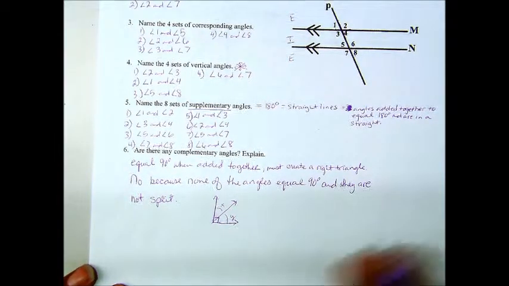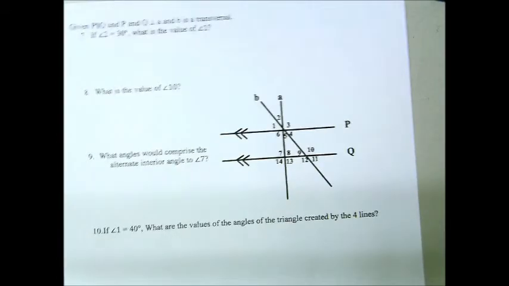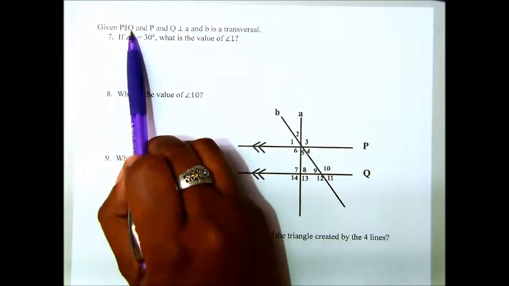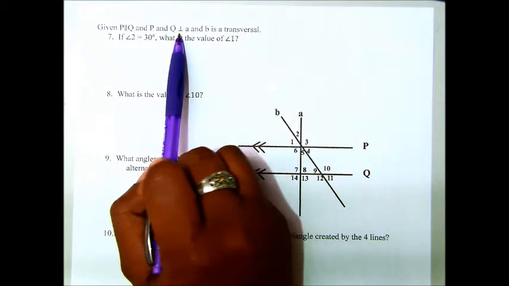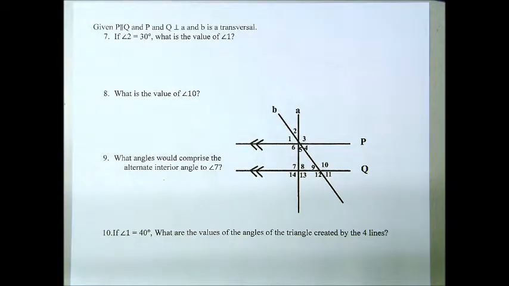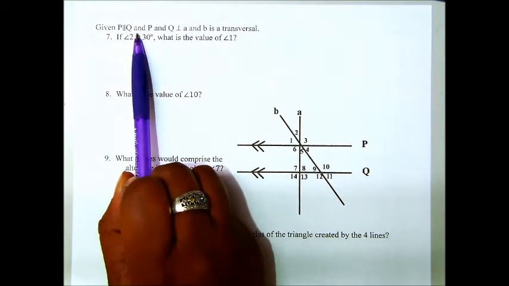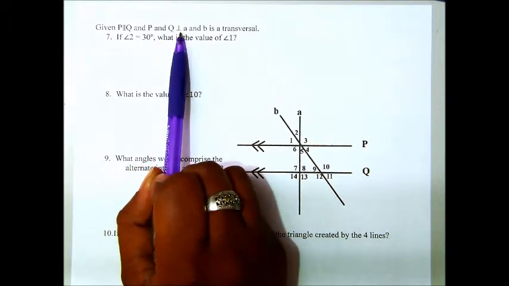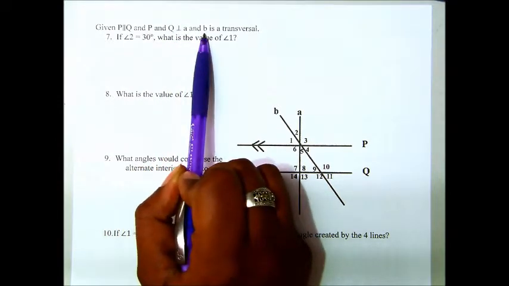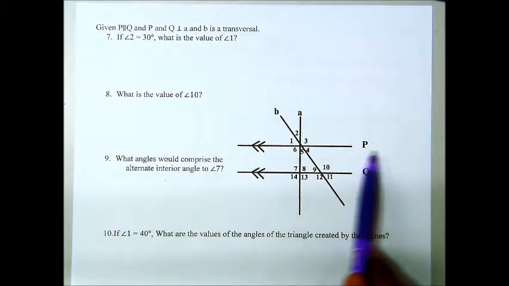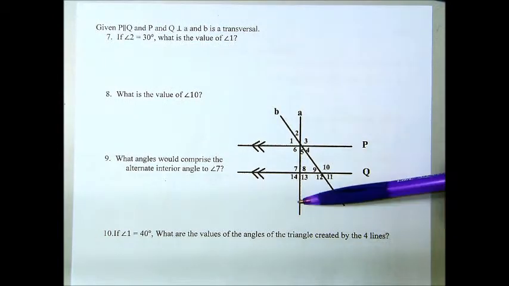All right, so you just did 1 through 6. Flip it over. Yes, there's a back side. Given line P is parallel to line Q, and P and Q are perpendicular to line A, and B is a transversal. So we got a lot going on. We have the two parallel lines, P and Q. We got this perpendicular line A coming through there.